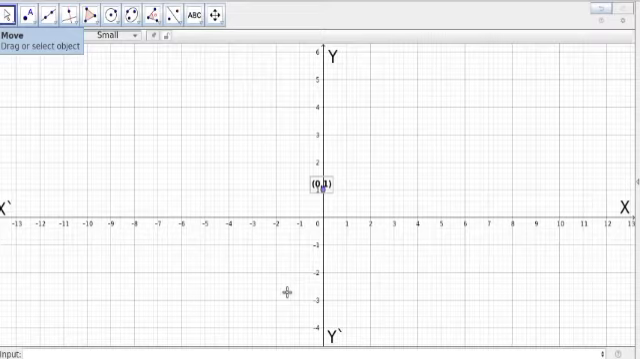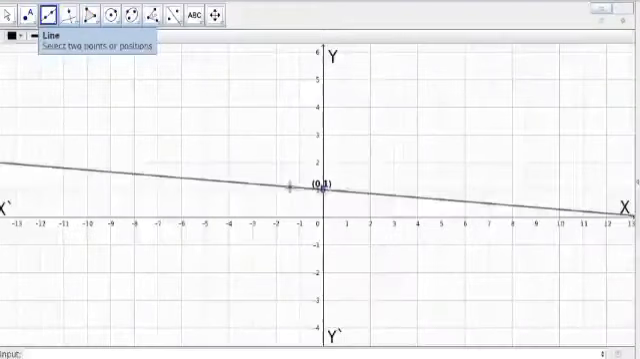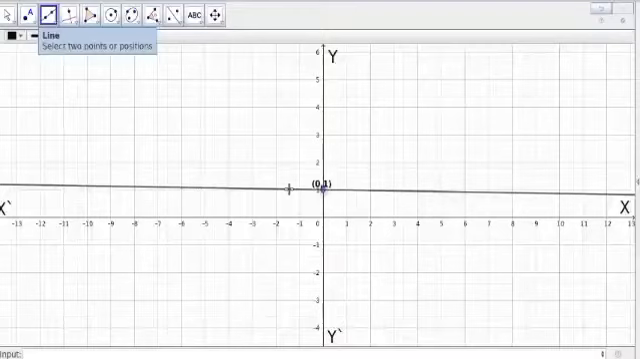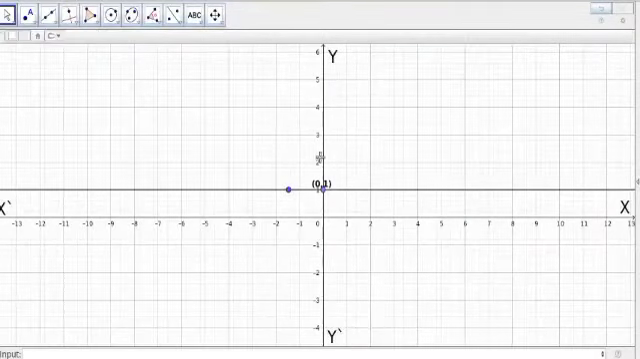And if we draw a line parallel to the x-axis through this point, I am going to draw a line through this point. So what about the y coordinates of any point on this line?